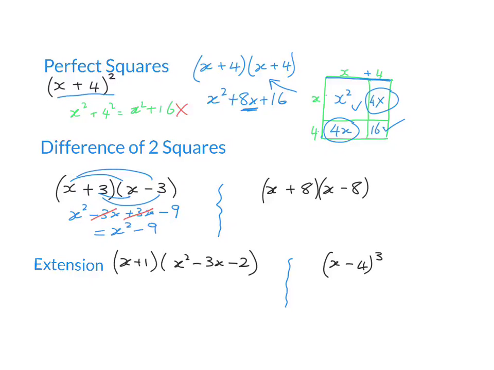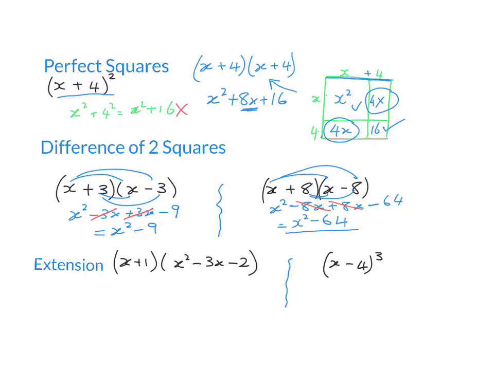And you need to be able to recognize this. When you see x squared minus 9, you think, oh, that's a difference of two squares. One bracket would be x plus 3, the other bracket x minus 3. Let's try this one. x plus 8, x minus 8. So we're going to do x squared minus 8x plus 8x minus 64. I've got a minus 8x and a plus 8x, so I end up with nothing there, and I've only got x squared minus 64.